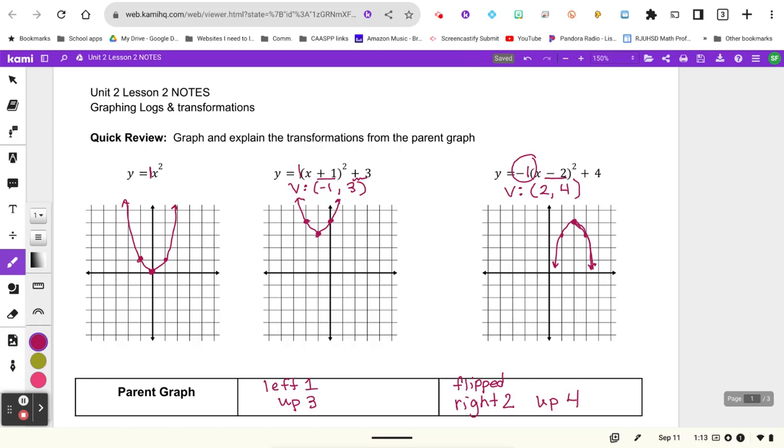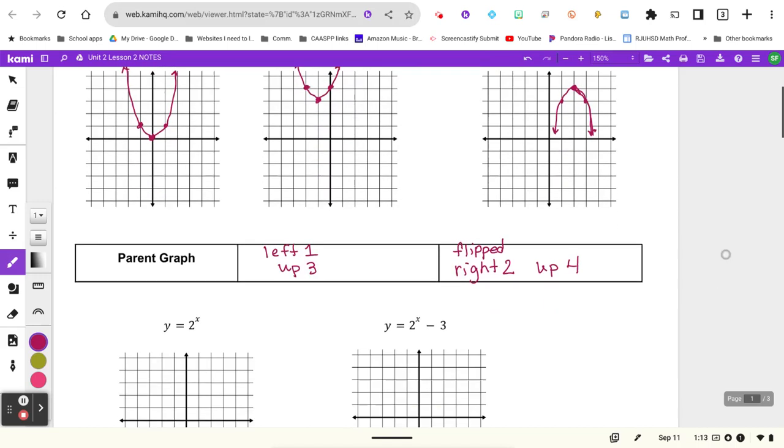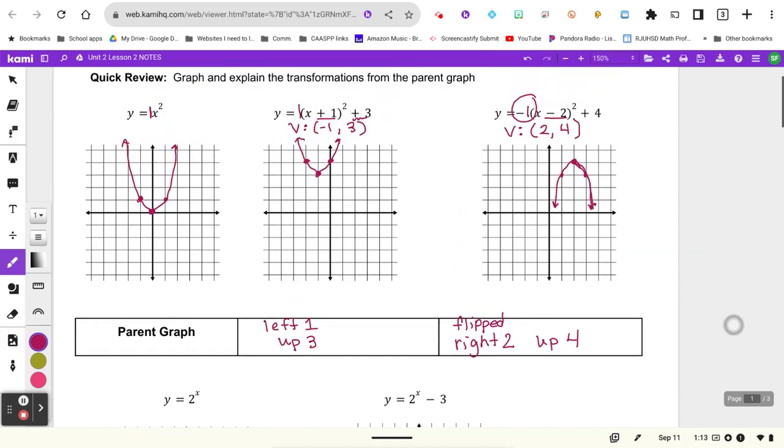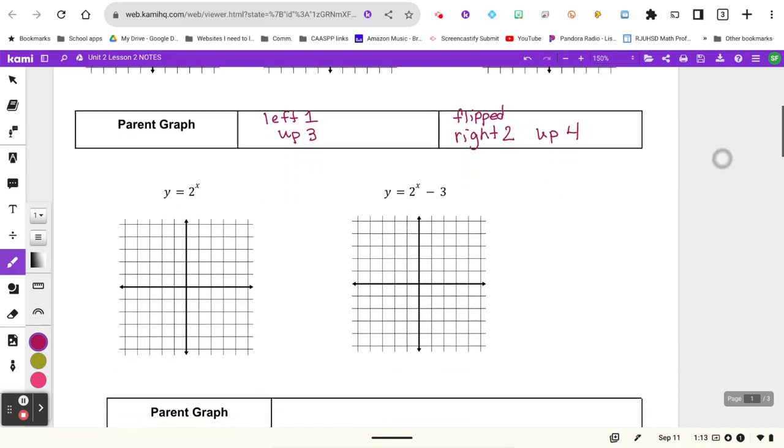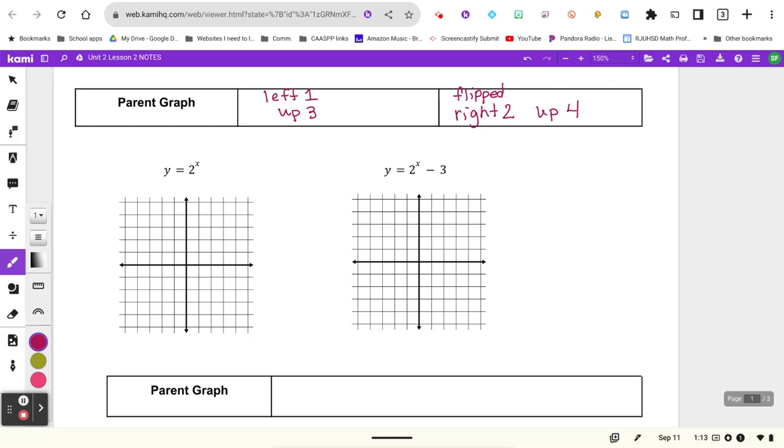Now, the reason we did this review is because we want to see how it has changed from our exponentials. They do pretty much the same. If you notice, if it's in the parentheses, this is moving it left and right, doing the opposite of the sign it is. And the number outside the parentheses is going to be doing it up and down. Very same thing that we're going to be doing here.